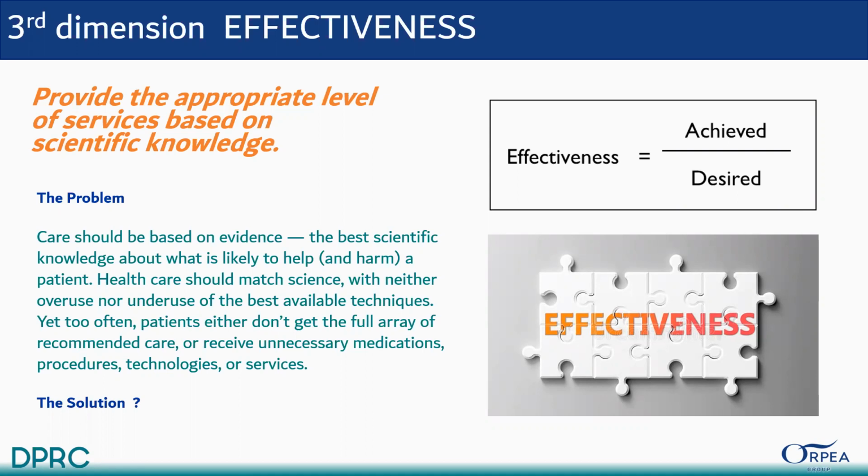Yet, too often, patients either don't get the full array of recommended care or receive unnecessary medications, procedures, technologies, or services. The solution is we need to clearly define the goals when the patient is with us. What kind of treatment plan is the patient supposed to receive? Designing an individual patient care plan is always helpful for us to avoid underuse or overuse of the treatment.